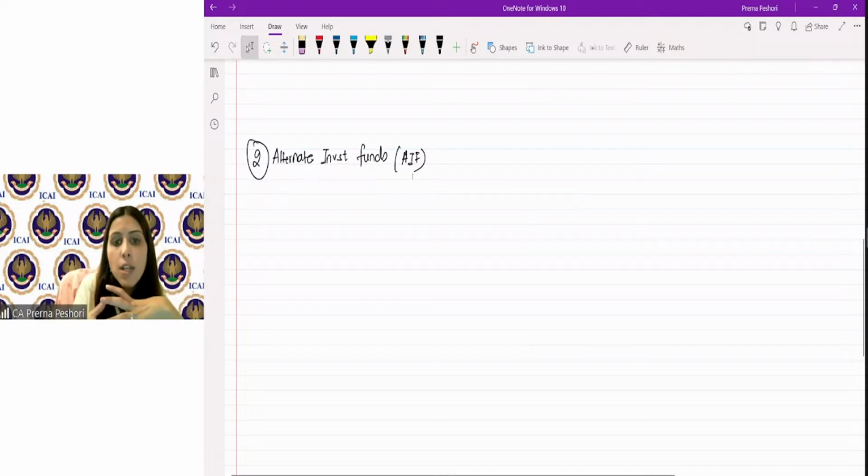So these invest in assets that are not typically available through traditional investments. Now they are registered either as trust, sometimes as LLPs, or even companies. Here we are looking at when they are registered as trust. They are basically the investment vehicle. It is like a mutual fund, but a mutual fund invests in the share market, or in debt securities, right?